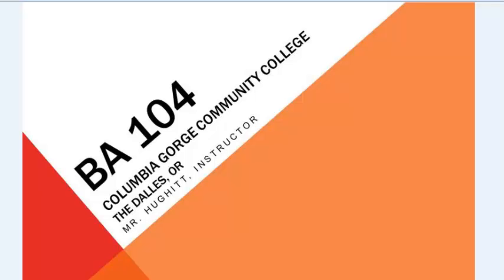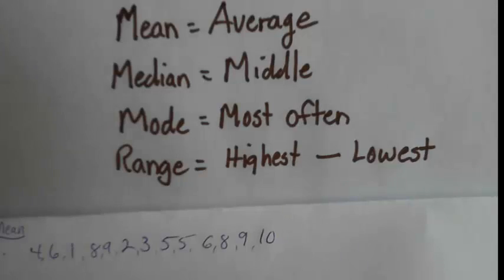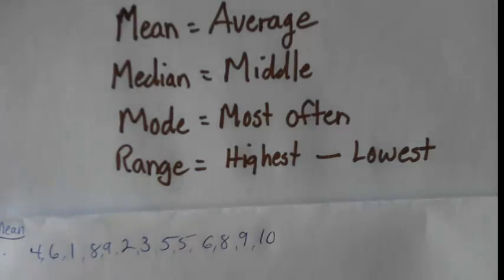Okay, this video is going along with Chapter 21, Section 2, dealing with mean, median, mode, and range. Basically, the best way to remember mean is it's the average. Determine mean by adding them all up, dividing by how many you have.